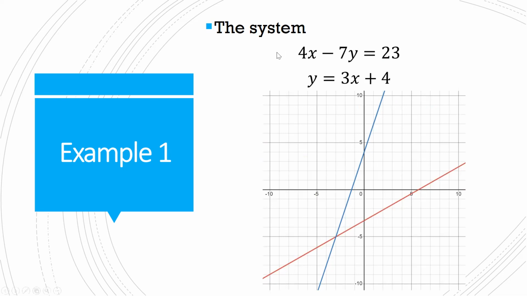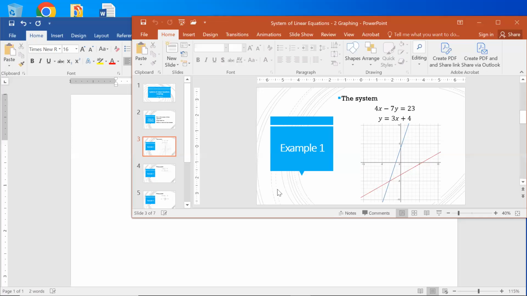So if you watched the first video, we looked at the following system of linear equations: 4x minus 7y equals 23, and y equals 3x plus 4. And we said there is a solution to this system at the point (-3, -5), right where the graphs of the two lines cross. Now, I created these lines using technology, and I'm going to show you how to do that.